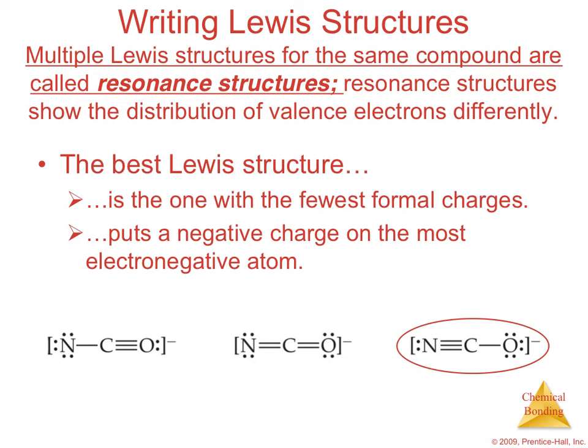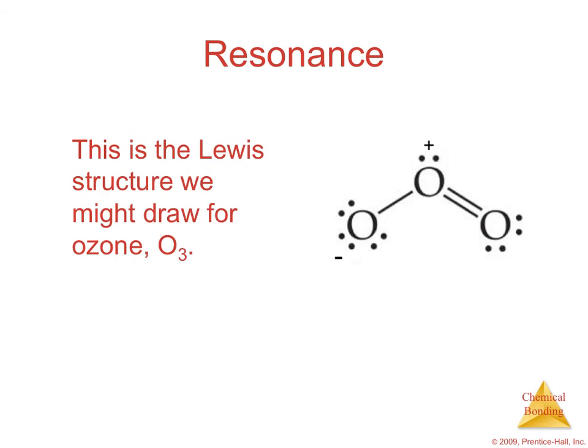Just to summarize, the best Lewis structure is the one with the fewest and lowest formal charges. If you have a structure that has a charge, either overall negative or positive charge, make sure you put that negative charge on the most electronegative atom. So what are the relative electronegativities of nitrogen, carbon, and oxygen? Oxygen is the most electronegative, so the negative charge should go over it.